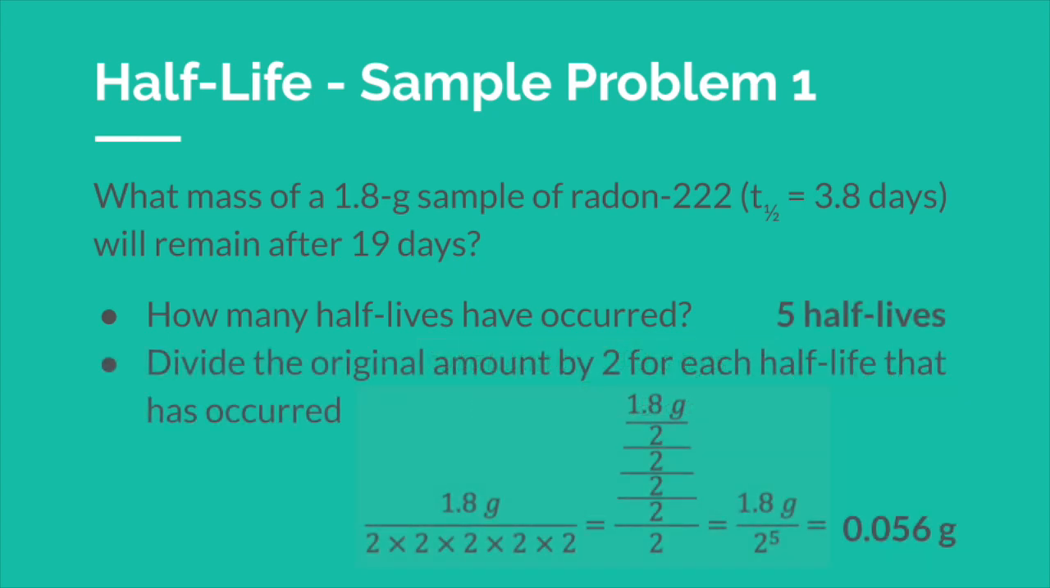Now that we know how many half-lives have occurred, we know how many times we have to divide the original mass by 2. We can show our work by taking 1.8 grams and dividing by the product of 2 times 2 times 2 times 2 times 2, but you'll want to be careful putting that in your calculator correctly. Or we can simply divide the 1.8 grams by 2 5 times, which is the same thing as dividing 1.8 grams by 2 to the 5th power. If we put it in our calculator correctly, we should get something like 0.056 grams. That's what mass of the original 1.8 grams remains after 5 half-lives.